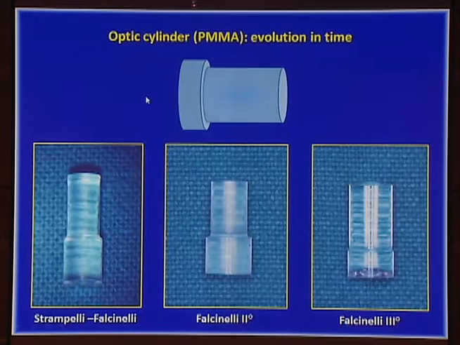Here we see the PMMA cylinder. The Strampelli one and ours at the beginning was very small, 1.5, even 1.2 millimeters. This is the second generation of cylinders, and this is the present generation.